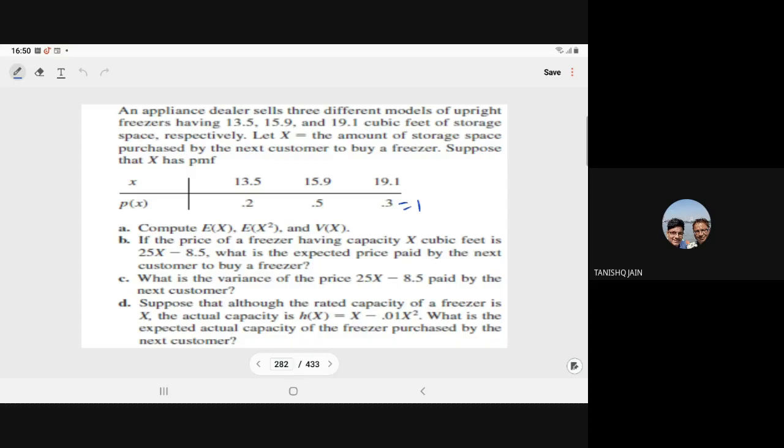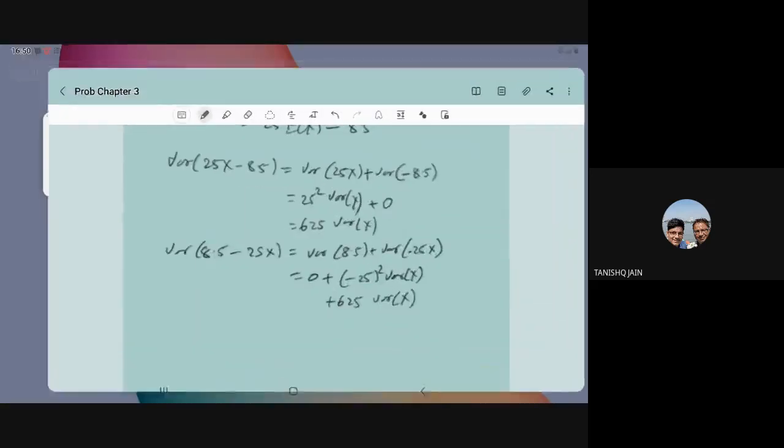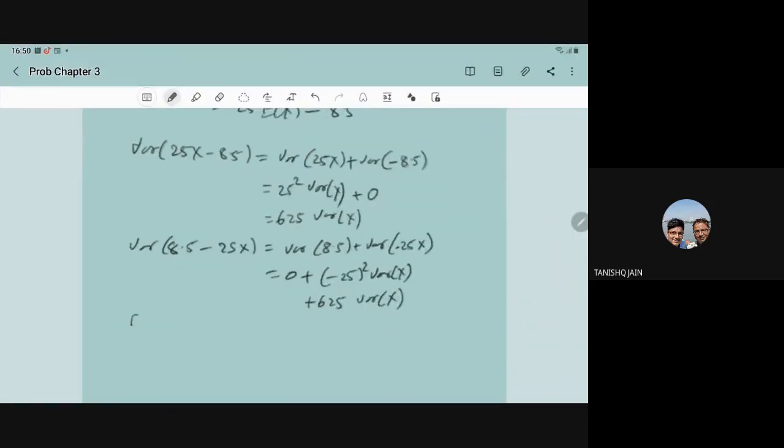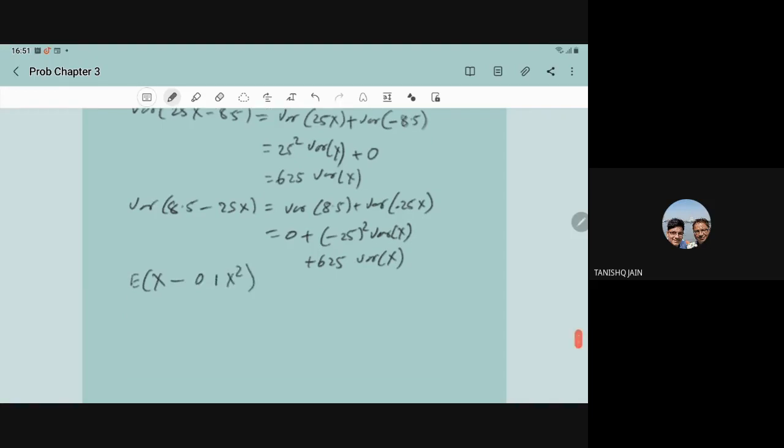Suppose that although the rated capacity of a freezer is x, the actual capacity is h(x) = x minus 0.01 x square. What is the expected actual capacity of the freezer purchased by the next customer? So here h(x) is given to you, x minus 0.01 x square. You have to compute the expectation of this.